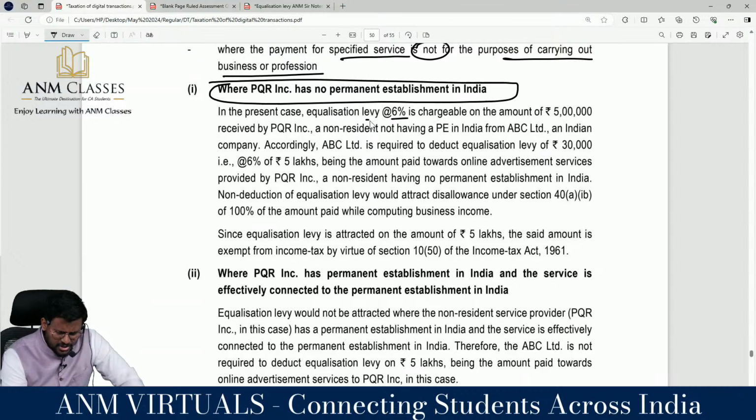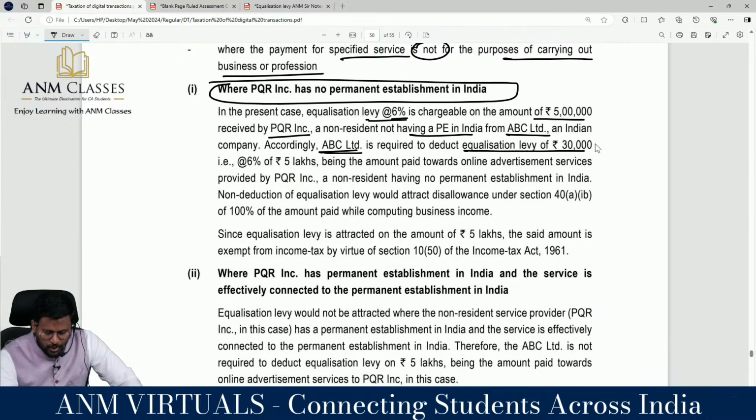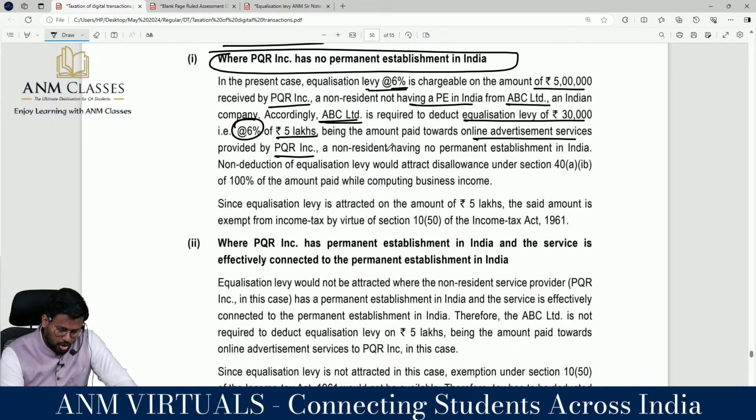In the present case, equalization levy at 6% is chargeable on the amount of 8 lakh received by PQR Incorporation, a non-resident not having a PE in India, from ABC Limited, an Indian company. Accordingly, ABC Limited is required to deduct equalization levy of rupees 48,000, that is 6% of rupees 8 lakh, being the amount paid towards online advertisement services provided by PQR Incorporation, a non-resident having no permanent establishment in India.